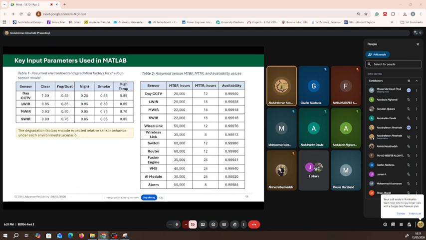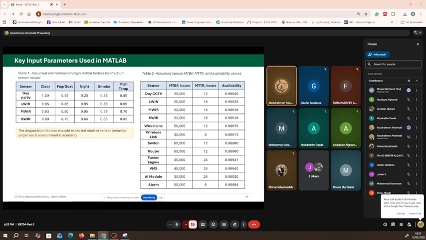This slide shows the 2 types of input parameters. The first table shows the environmental degradation factor. This factor reduces the detection probability of each sensor in a different environmental scenario. For example, the day camera has a degradation factor of 1 in clear condition, but only 0.25 at night. This represents the strong effect of the low light condition on the visible camera.